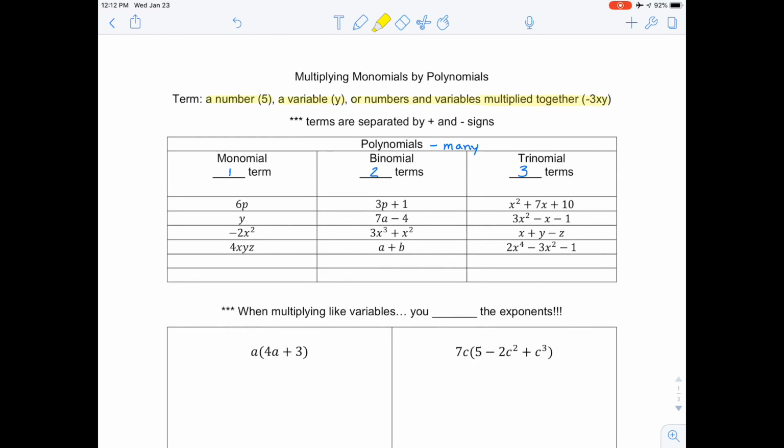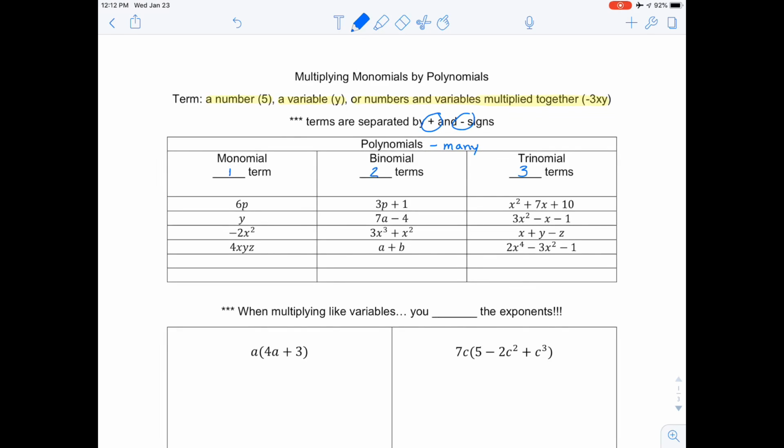So to tell if something is one term or two terms or three terms, they're going to be separated by a plus sign and a minus sign. And so that's really important. That's how you know how many terms there actually are. All right, so we're just going to look at a few examples to give you a better idea, see it visually.